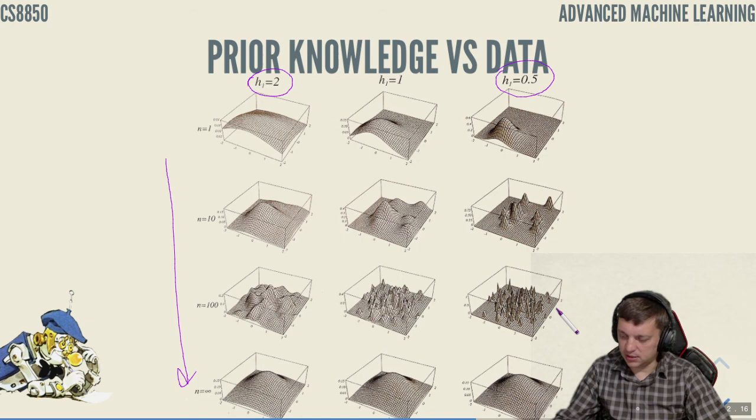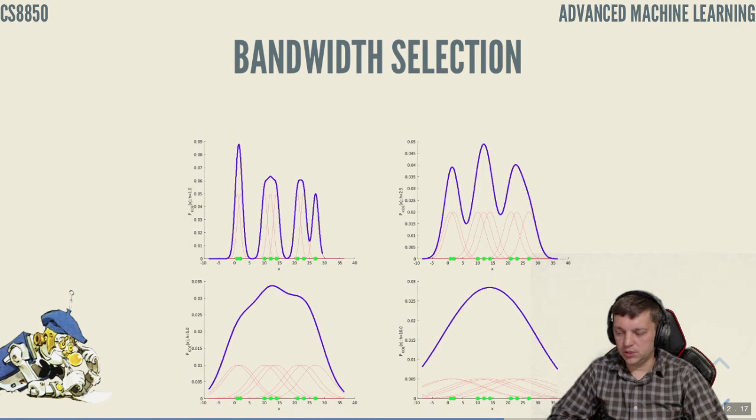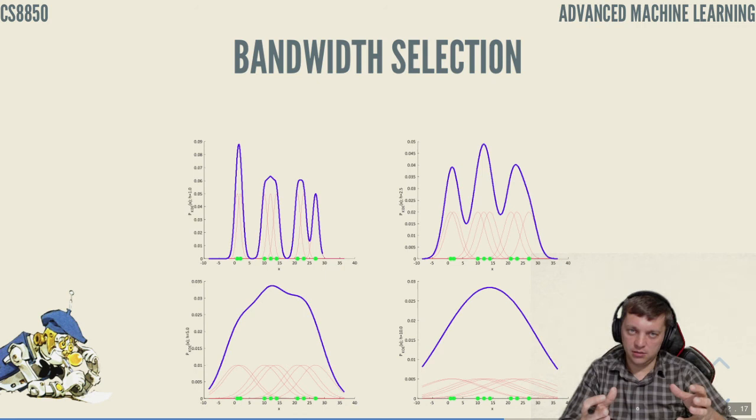Well, of course, this is just an artifact of plotting. If you plot it smoothly with a higher resolution grid, there will be smooth bumps, but still. The point is that if you don't have enough data, your prior knowledge may give you a better estimate of the final result. But when you have lots of data, your choice of hyperparameters doesn't matter that much, at least in this application. So how do we know when to select a larger h or smaller h, the bandwidth of this kernel function?